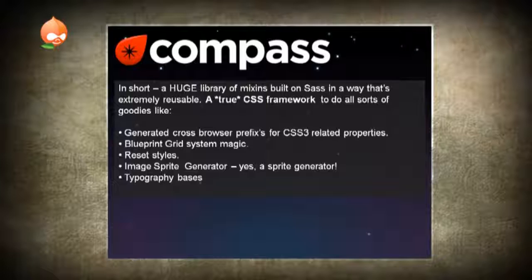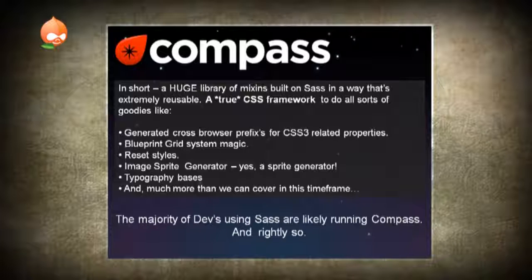And also some really nice typography bases. Some nice things to get started with creating vertical rhythm on your site, which is something that I'm bad at. And then you can declare percentages on your base vertical rhythm and not have to do as much math. It can do a whole lot more than we can cover in this time frame, which is why I chose not to actually go with it for the presentation. And the majority of people I find using Sass are likely using Compass just because it has so much potential locked up.